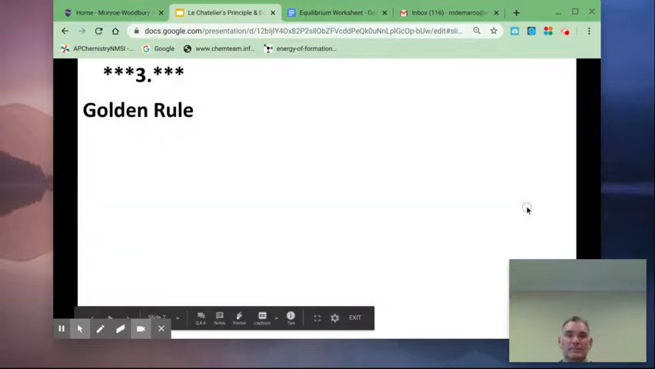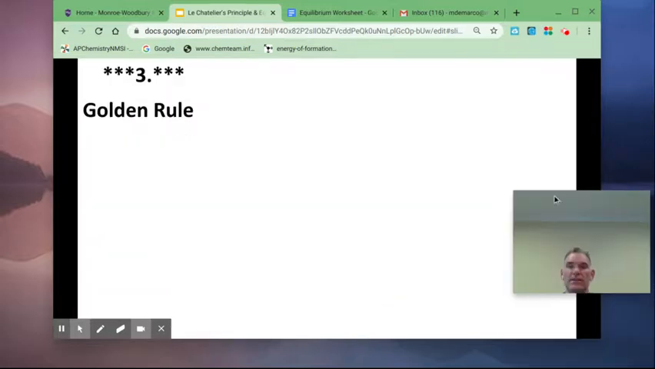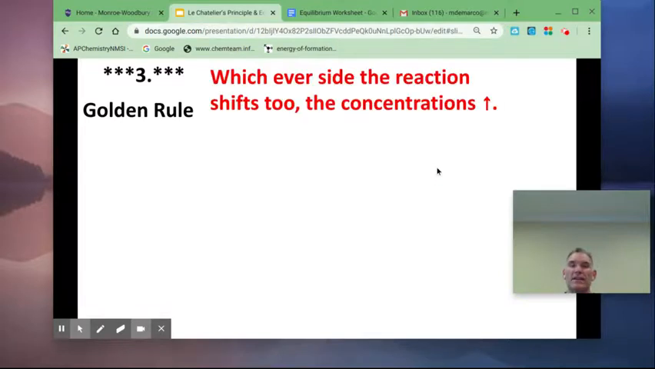Now, if you're having issues with what's increasing and decreasing, I always ask my students, if you know which way it's going to shift, you have 90% of the question answered. And that's because what I call rule number 3 is the golden rule. Once you know which side is going to be favored, which way the reaction is going to shift, everything else is easy. And that's because my golden rule number 3 is whichever side the reaction shifts to, the concentrations always increase.